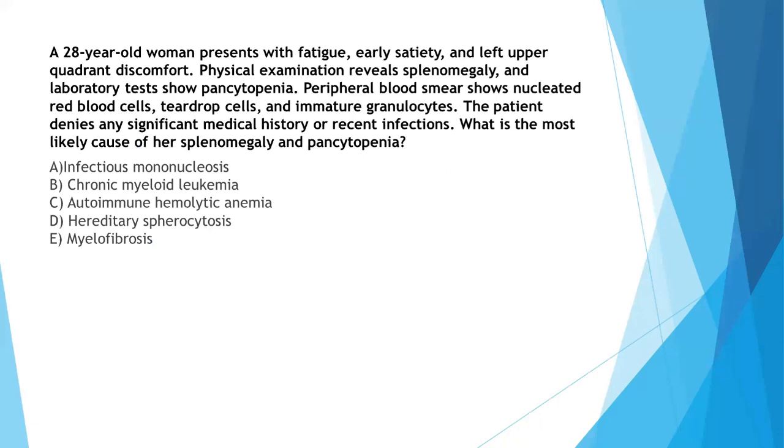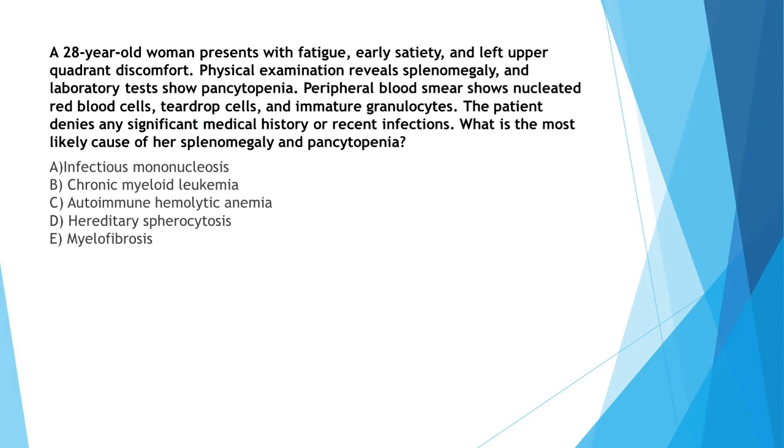So what is the most likely cause of splenomegaly and pancytopenia? A 28-year-old woman presents with fatigue, early satiety, and left upper quadrant discomfort. Physical examination reveals splenomegaly and lab tests show pancytopenia. Peripheral blood smear shows nucleated red blood cells, teardrop cells, and immature granulocytes. The patient denies any significant medical history or recent infections.